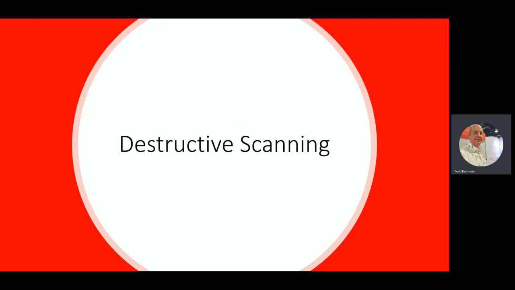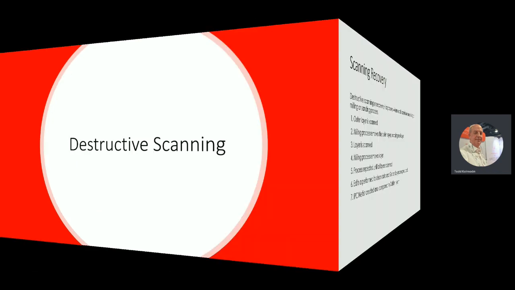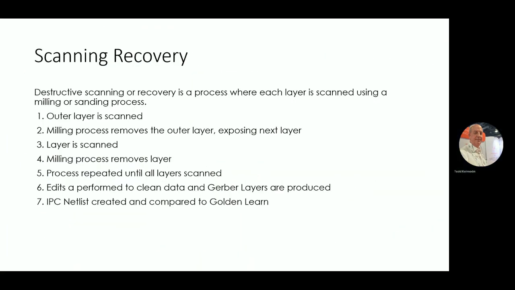Now, the second option that you can do is what's called destructive scanning. We're still using the scanner I talked about earlier, but now we're going to generate the entire photo tool set. So we take the PCB again, and we scan an outer layer into the machine, into the software, and that will allow us to create the first photo tool layer.